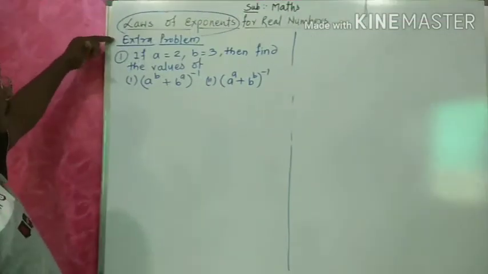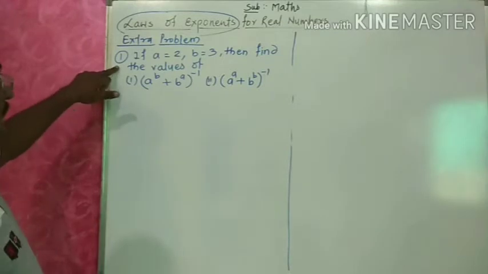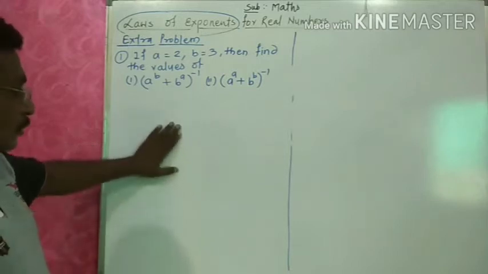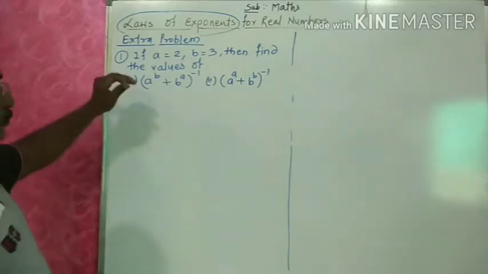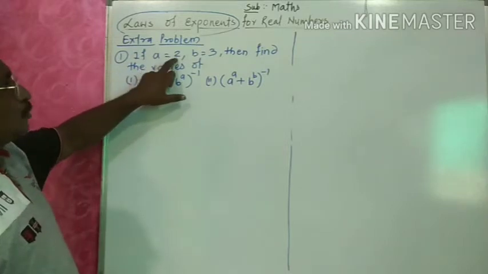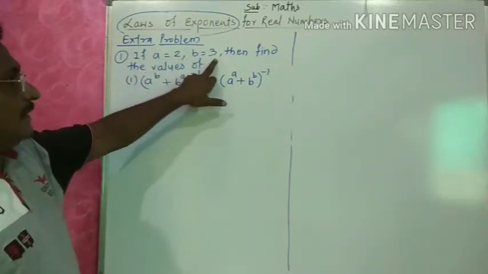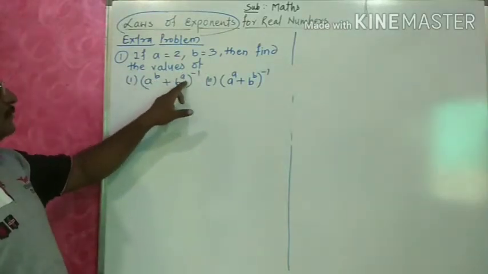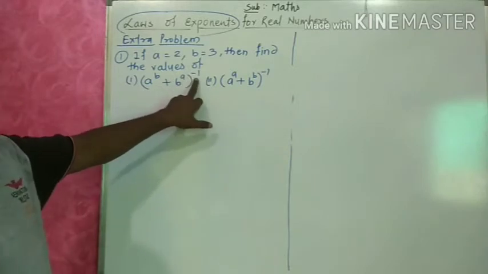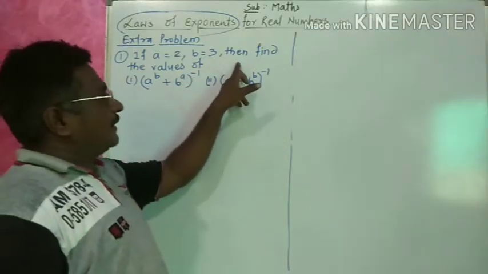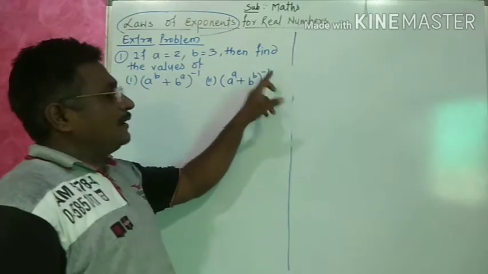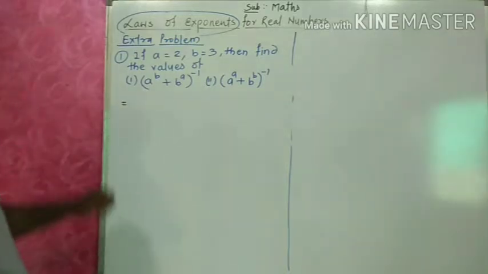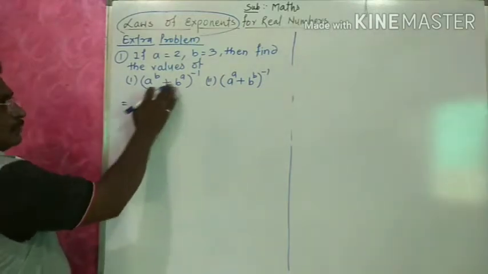Now extra problems. First, all these questions were asked in the board exam, and they will ask questions like these, based on laws of exponents. How to solve this? If A equals 2, B equals 3, then find the values of A raised to the power B plus B raised to the power A, whole raised to the power minus 1. Second, A raised to the power A plus B raised to the power B, whole raised to the power minus 1. So the values of A and B are given. So we have to substitute those values here.